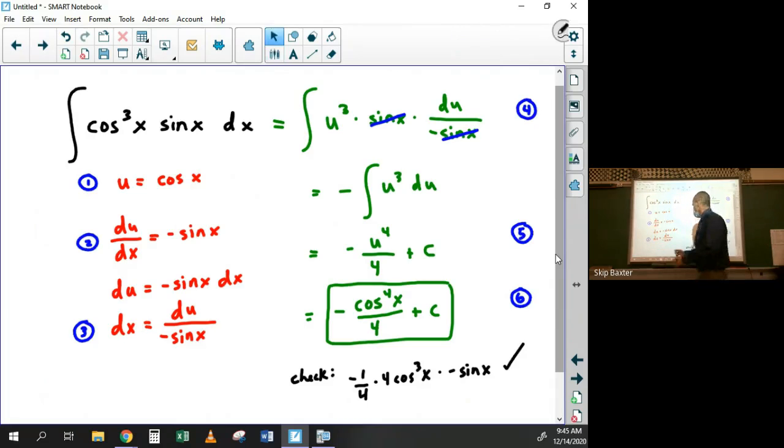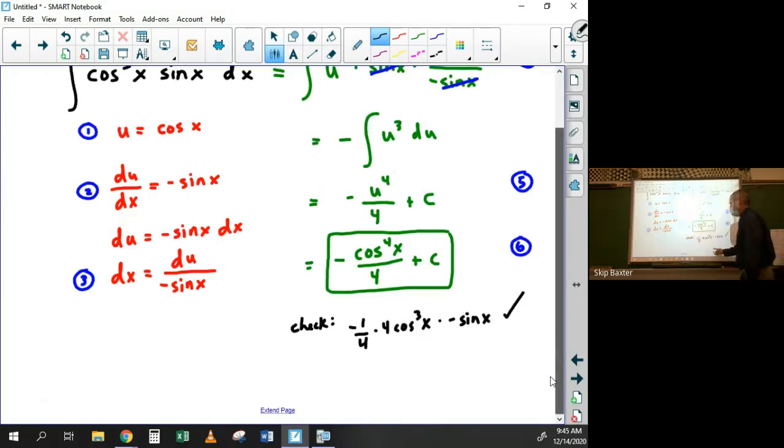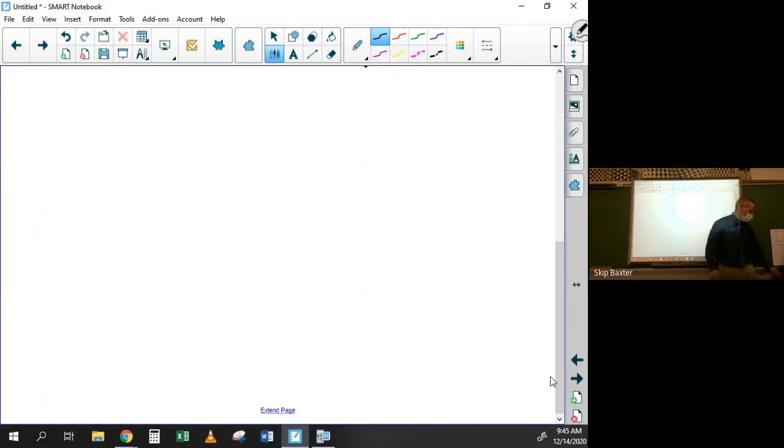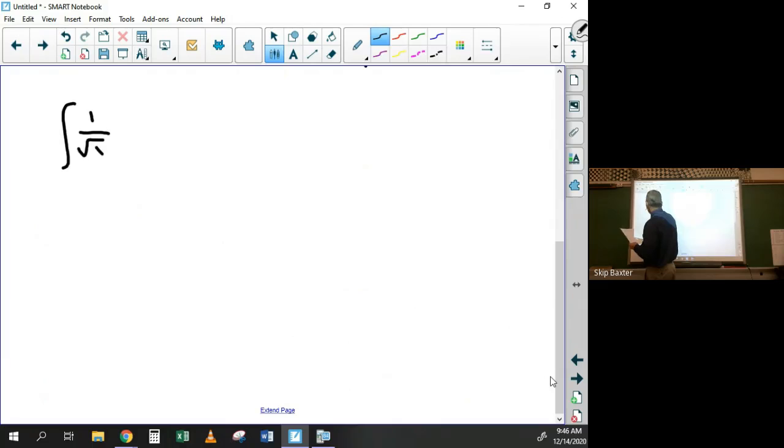Let's do another example. Then we'll talk about how I'm picking what u is. So how about this one? What about the integral of 1 over radical x times sine of radical x dx?